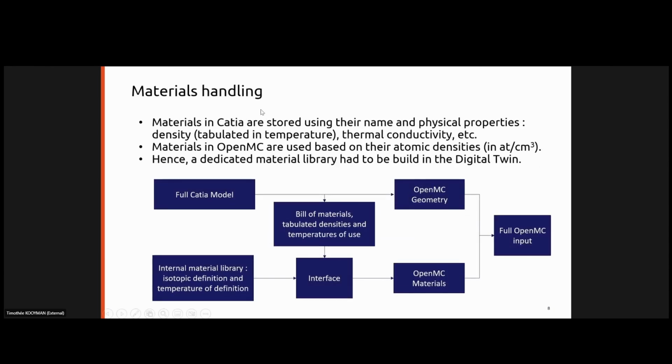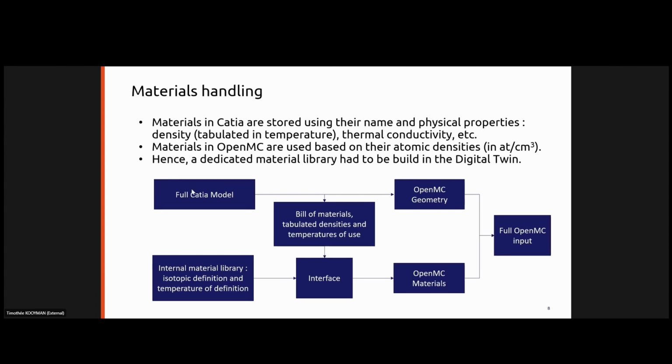So, in a few more details about how we deal with materials handling. As I said, in CATIA, for instance, materials are stored using their name, and what is stored is the physical parameters, so density, thermal conductivity, or whatever, which can be tabulated in temperature. But for a neutronic calculation, what you need is the atomic density, which is given usually in atoms per cubic centimeter. And this is something which is typically not stored in CATIA. So we had to build a dedicated material library.